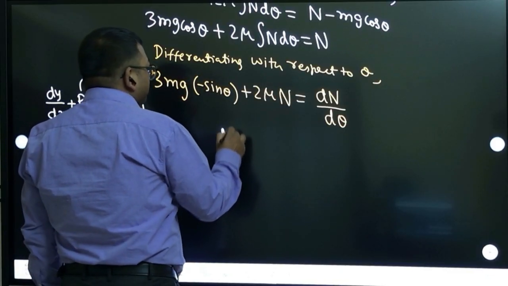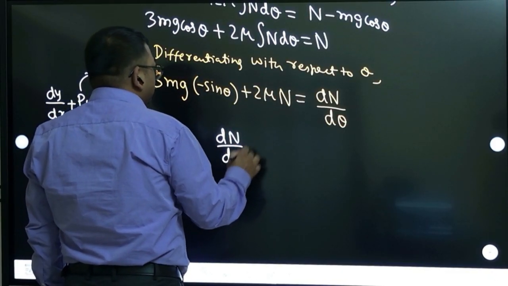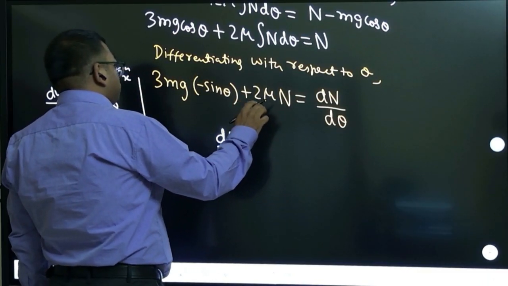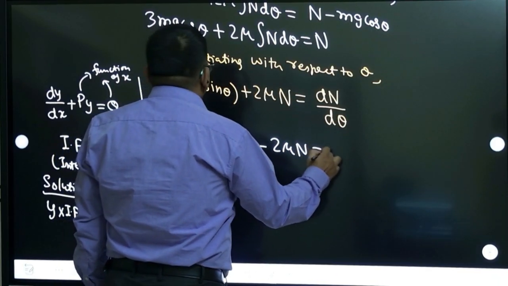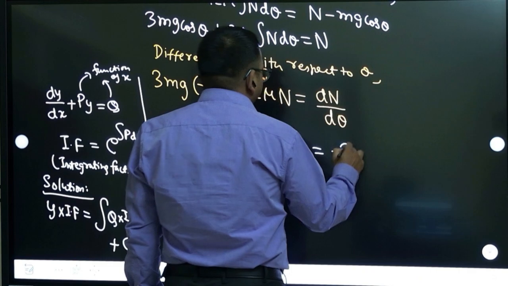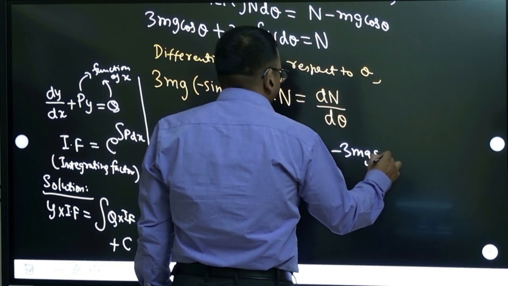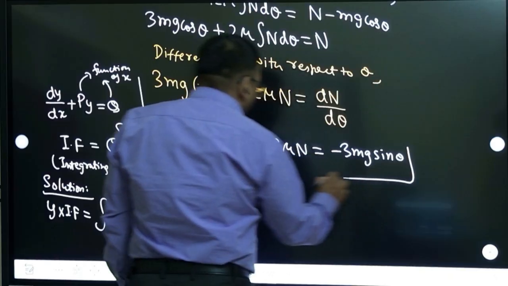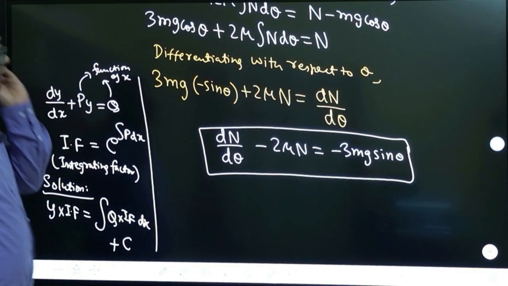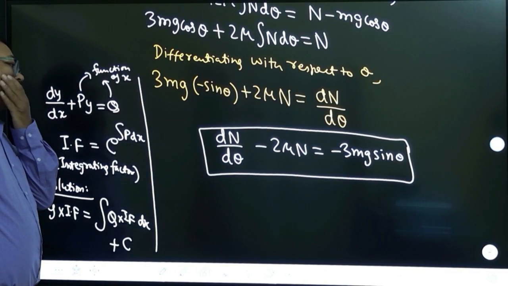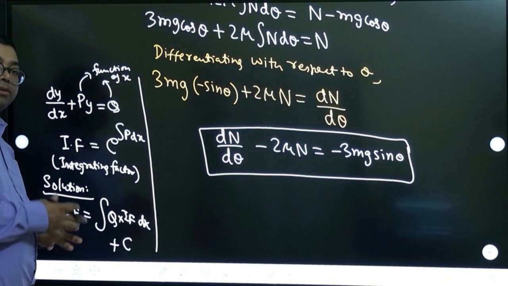dn by d theta is already there. This 2 mu n I will bring this side, so minus 2 mu n will become, and this I will keep as it is, so minus 3 mg sine theta. Very, very important thing it is. Now we have got that in standard form. So then we will be able to solve.